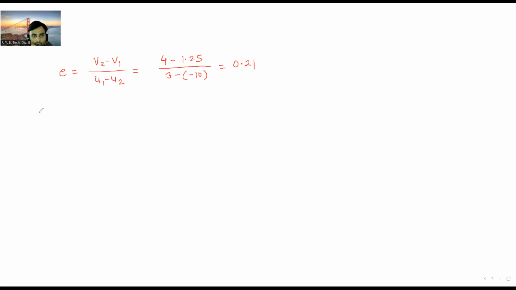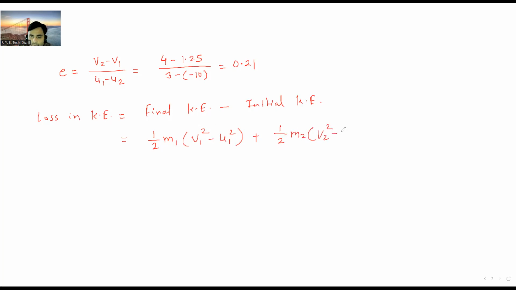Okay. So loss in KE, how do we calculate the loss? Loss in kinetic energy is equal to final kinetic energy minus initial kinetic energy. So what is the final kinetic energy? For first block, it is half M1 V1 square is the final KE minus initial KE is half M1 U1 square, initial velocity. So half M1 is a common factor. It is half M1 (V1 square minus U1 square), this is for the first block, plus for the second block it is half m2 (V2 square minus U2 square).